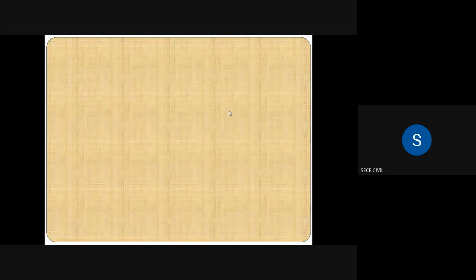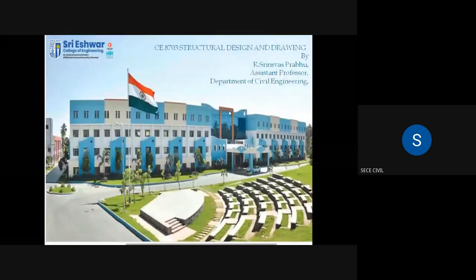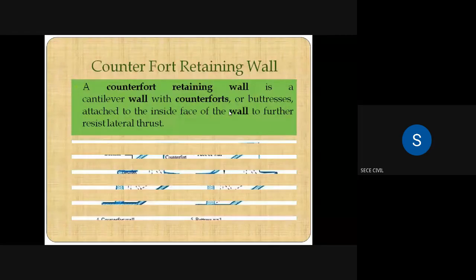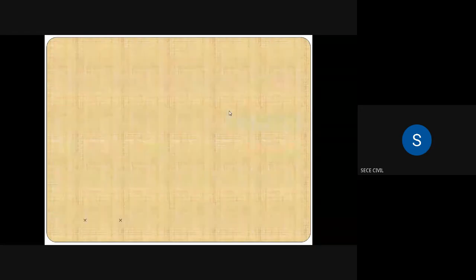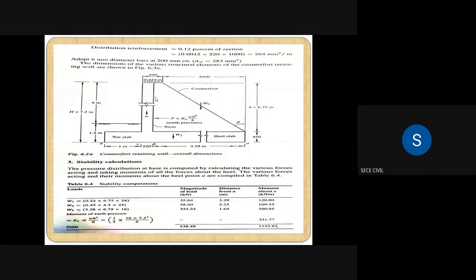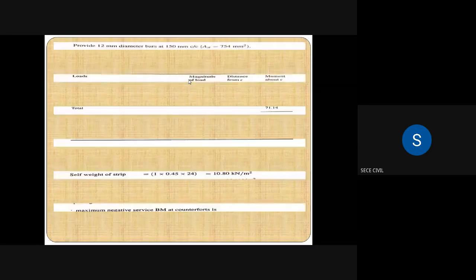So you can see in this figure, the thickness of the stem is 220 mm. We already fixed this value, so we are choosing this same value, 220 mm, as the thickness at the top of the counterfort also. Therefore, the total thickness is 440 mm. So the thickness of the counterfort is 440 mm.